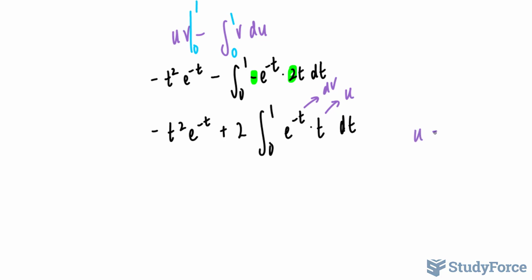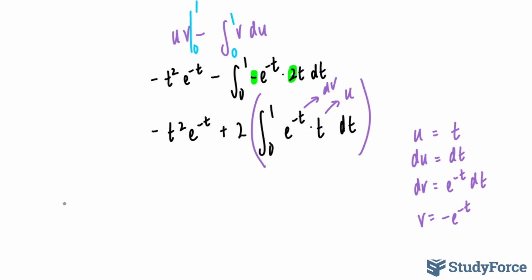So u is equal to t, and we're going to take the derivative of this. If we do that, we end up with du is equal to dt, and dv is equal to e to the power of negative t. The integral of e to the power of negative t becomes v is equal to negative e to the power of negative t. So we're going to do the exact same thing once again. I'm going to rewrite everything. And remember, this only pertains to this.